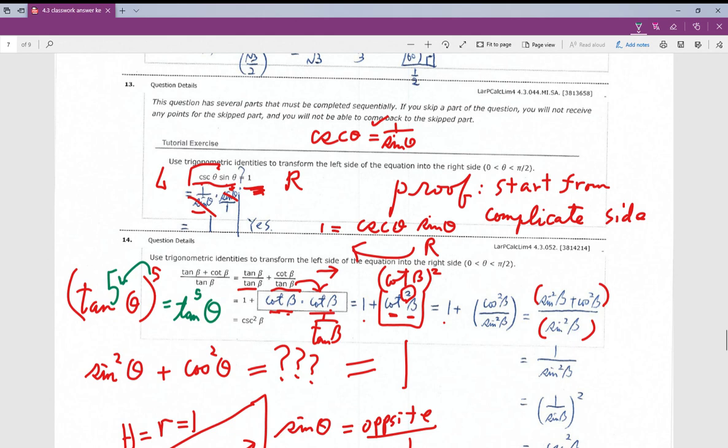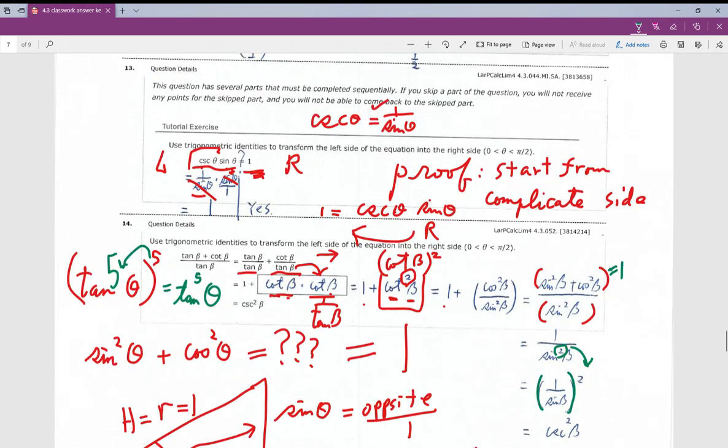Now, if you understand, this very important identity, this is 1. And then, this time I try to bring this one outside. Why? If I bring it outside, you can see that this is cosecant. So I will say cosecant beta squared. And then finally, you may put this square inside to become better notation.